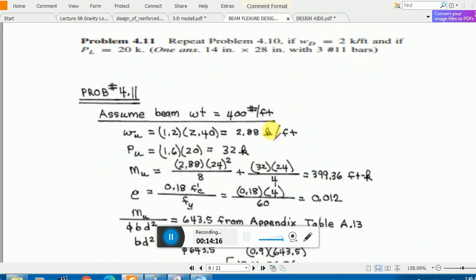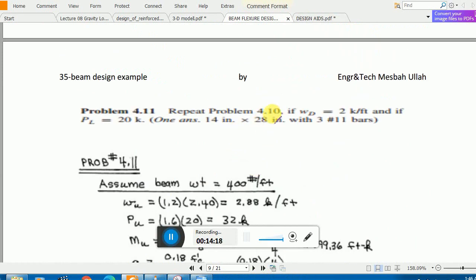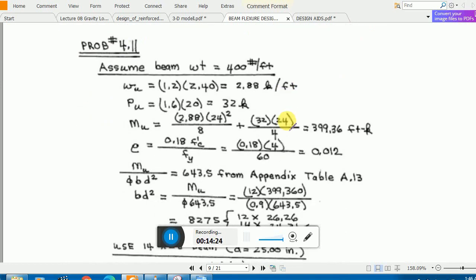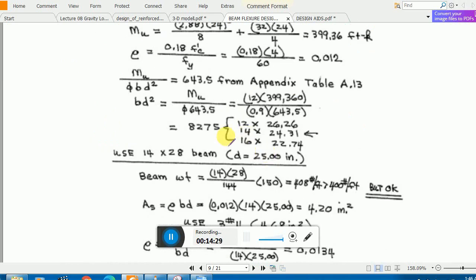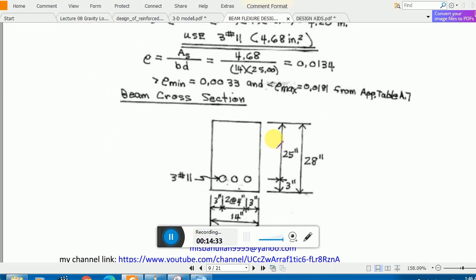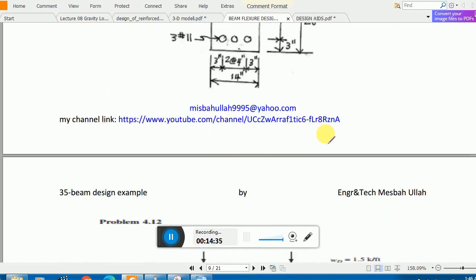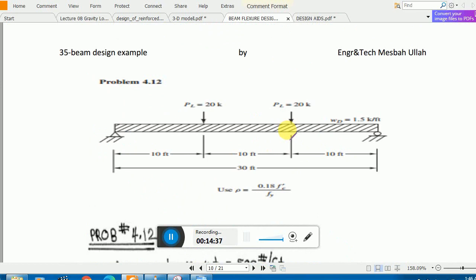Now the next question is repeat problem 410. Dead load is this much and live load is this much. So only the loads are changed and nothing else will be changed. So the question is the same. Repeat the question and do it by yourself. This question is simple. The next question is this one.